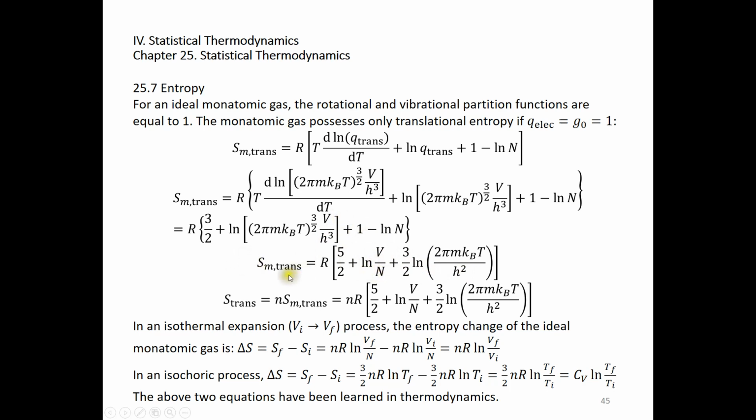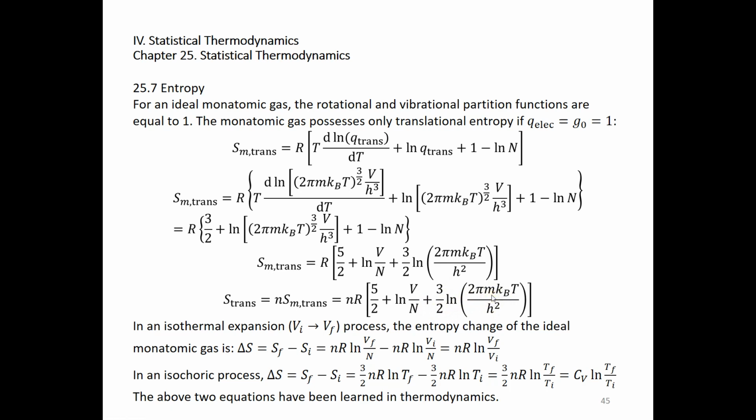Now we have the translational entropy. The translational entropy is just n times the molar translational entropy. It's just n times R times everything inside the square bracket. 2.5 here, the logarithm of V over N, and then 1.5 times the logarithm of 2 pi m kBT over h squared.